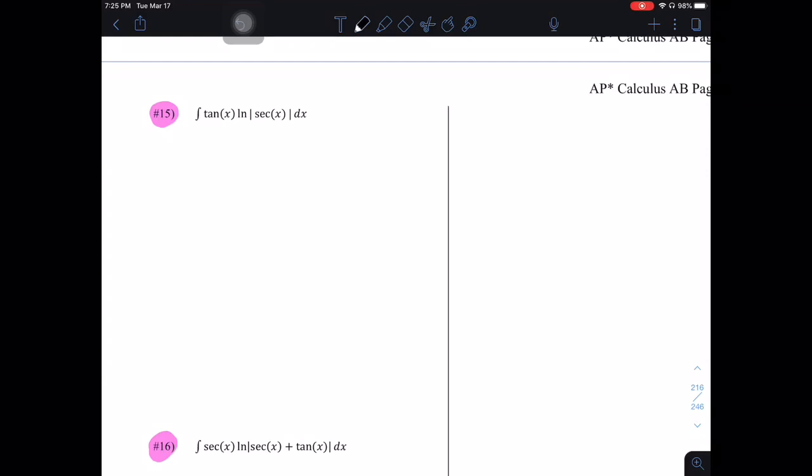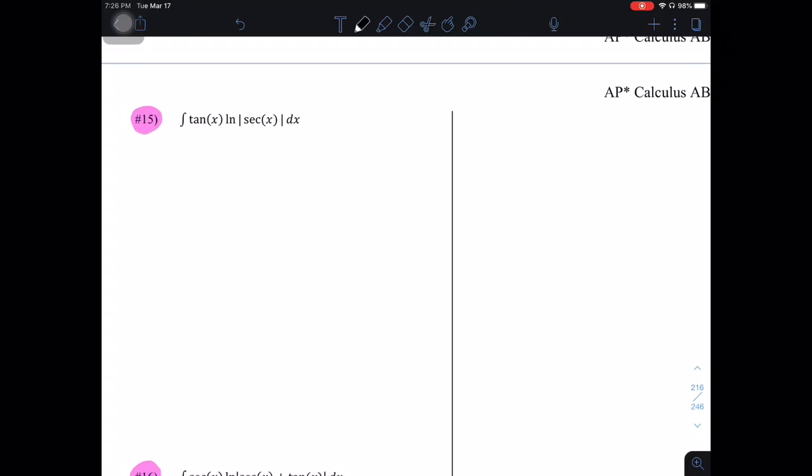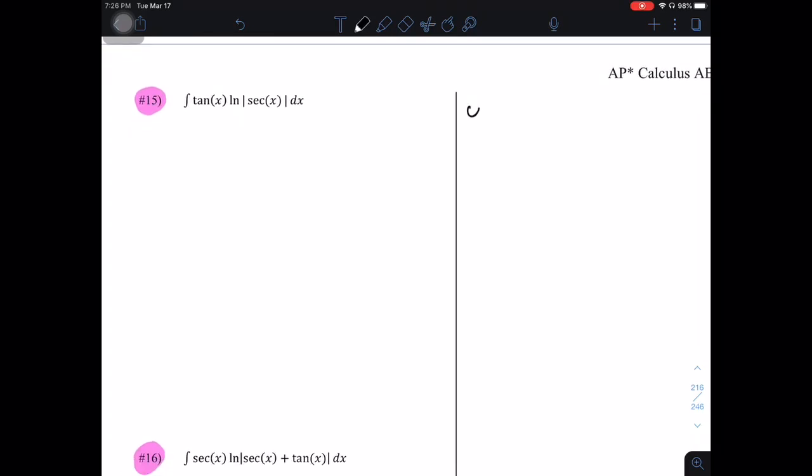Number 15. We can't integrate this directly. That would be preposterous. What we want to do is set u equal to something so that we find its derivative is the other part of the problem. Now, I think you would agree, don't write this down, if we set u equal to tangent of x and we found that derivative, we would get secant squared of x, and that's not going to be helpful. Things aren't going to cancel. So our only other choice is to see what happens if we set u equal to natural log of the absolute value of secant of x.